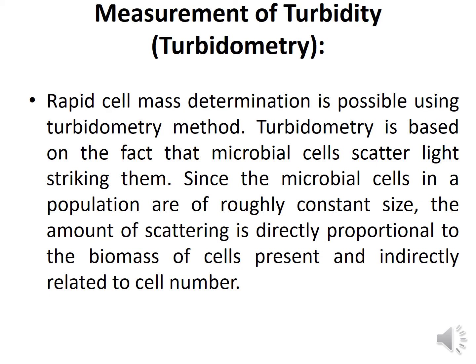Next one is measurement of turbidity. Rapid cell mass determination is possible using the turbidometry method. This is based on the fact that microbial cells scatter light striking them. Since the microbial cells in a population are of roughly constant size, the amount of scattering is directly proportional to the biomass of cells present and indirectly related to cell number.